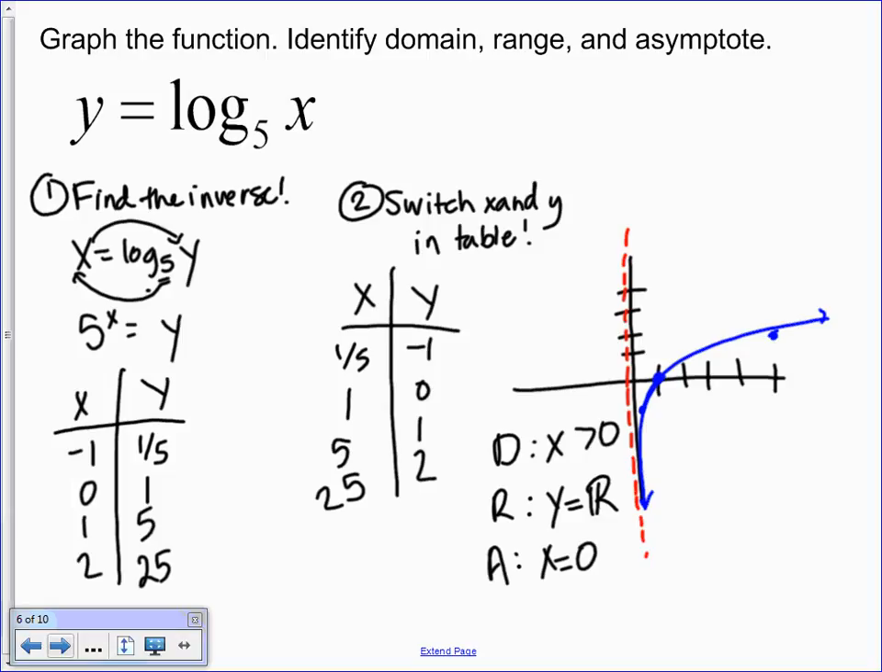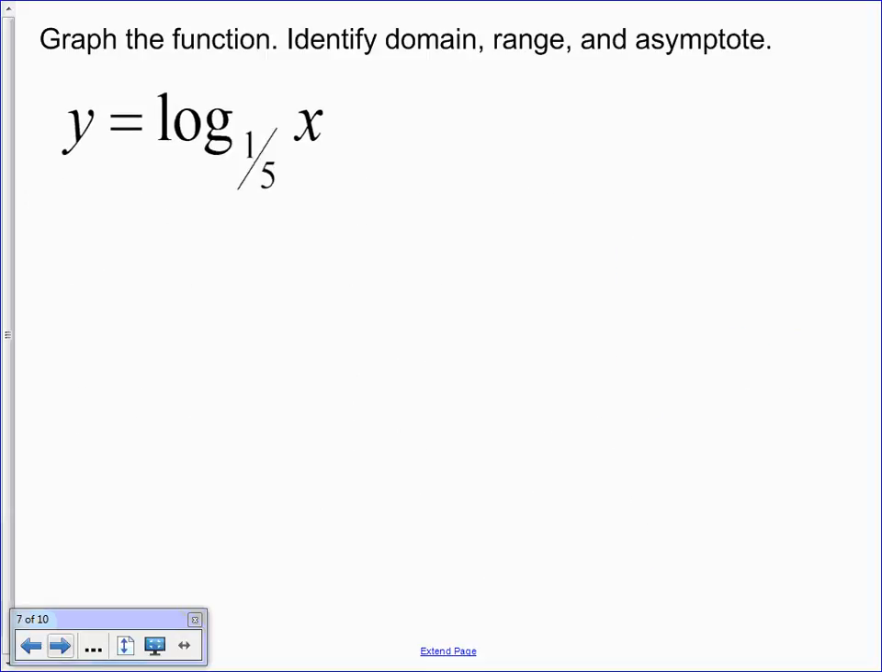I want to show you one other example of a log graph that has a fraction base, just so you can have two examples, because they have different sort of shapes. And then I'll give you your homework assignment, which is a worksheet. So one more example. I put this in your notes so you have an example of fraction base. The process is still going to be the same. Find the inverse.